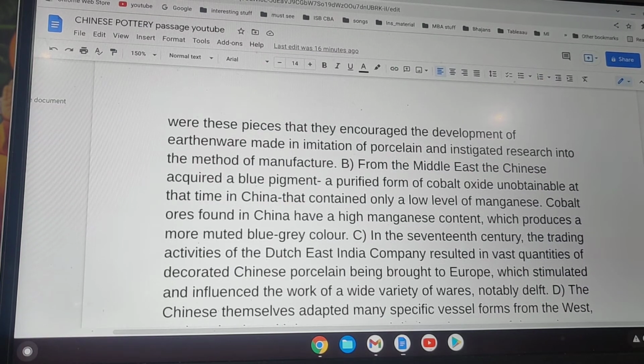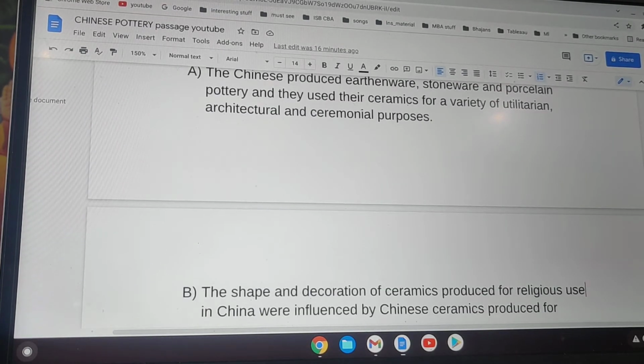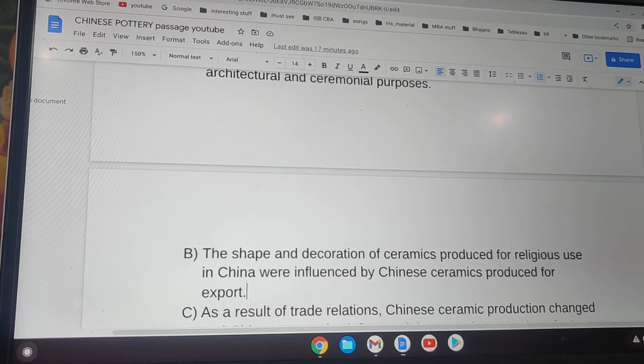I'll be attaching this passage details in the description box, which would help all of you to read the entire passage again. Okay, the shape and the decoration. So option A is our answer, finalized one. How did I understand? Because it has information of paragraph 1 and 2.